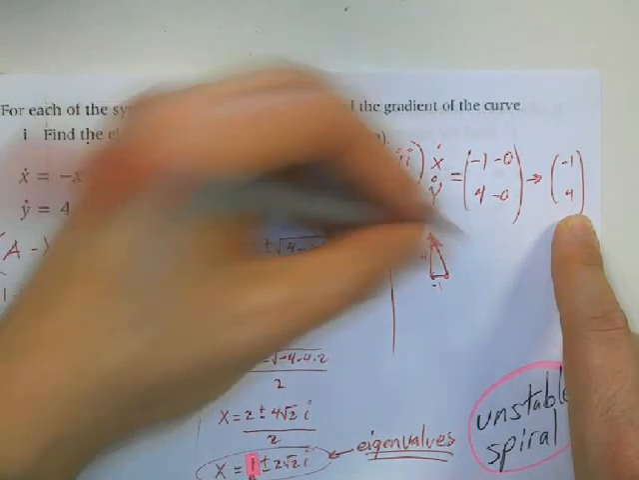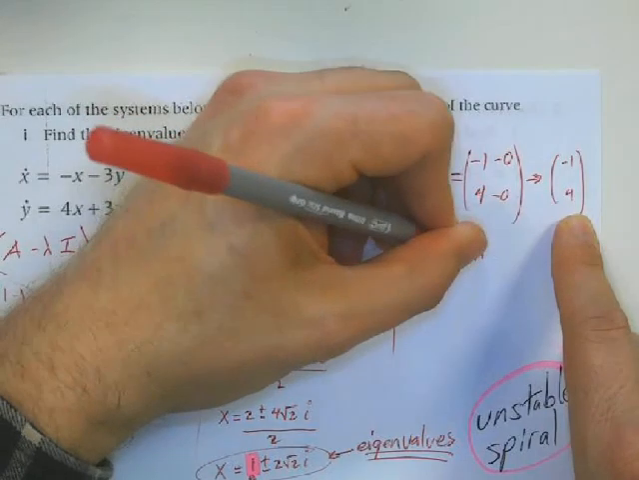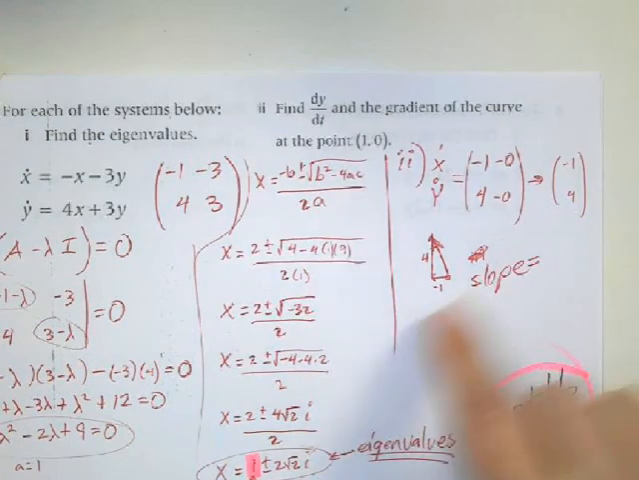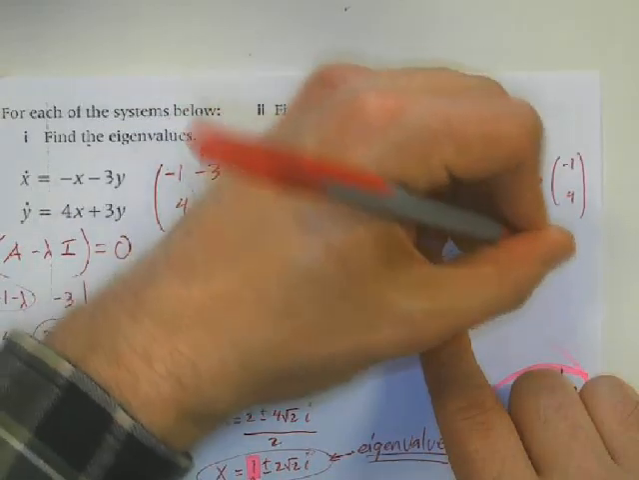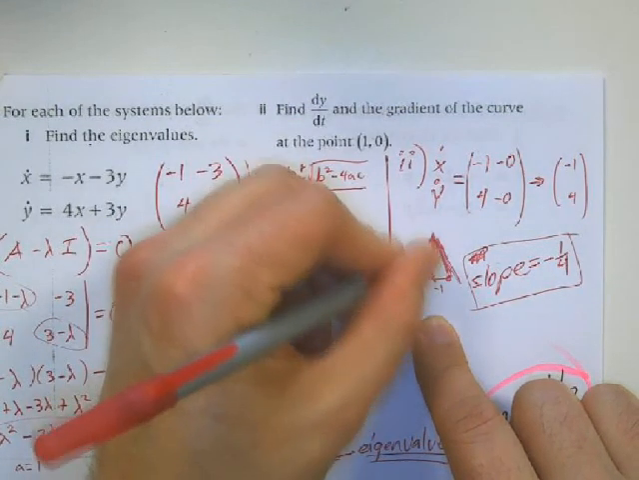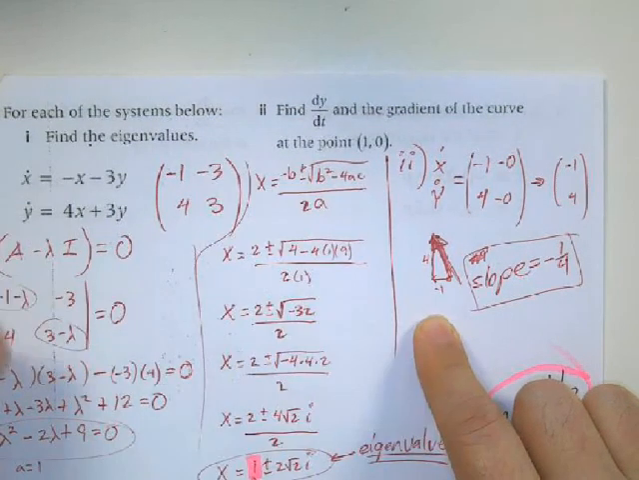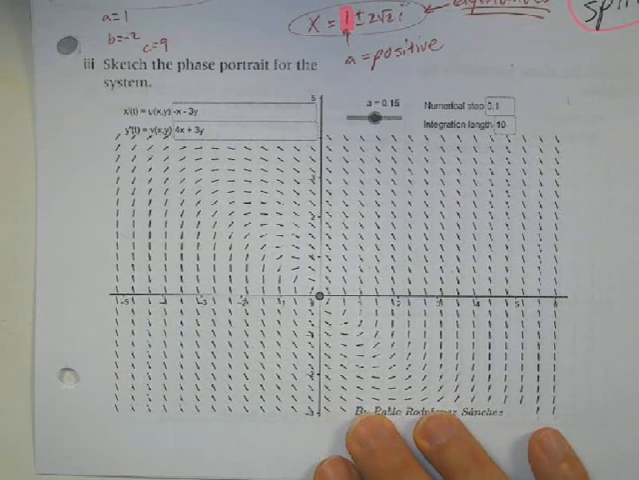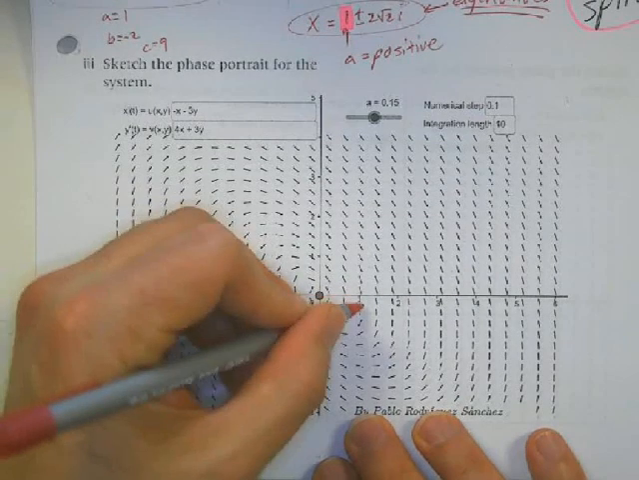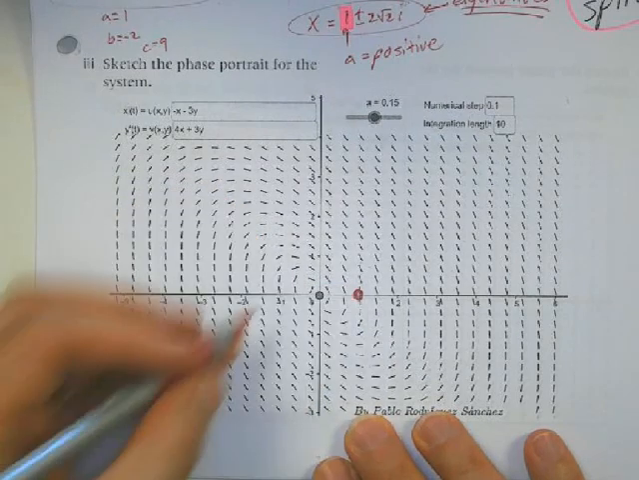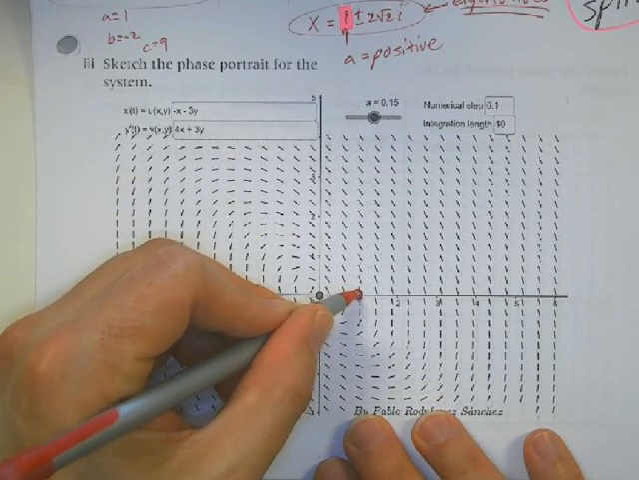Okay, so my slope equals -1/4. But it's going up. Okay. All right, so just keep that in mind. And now we're going to draw our unstable spiral. So we could draw several of them, but I'm going to just start at 1, 0. Okay, so let's just follow the lines.